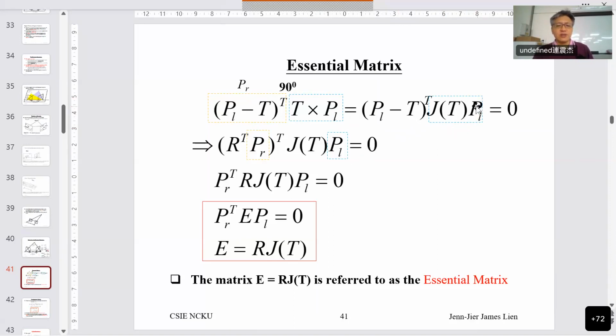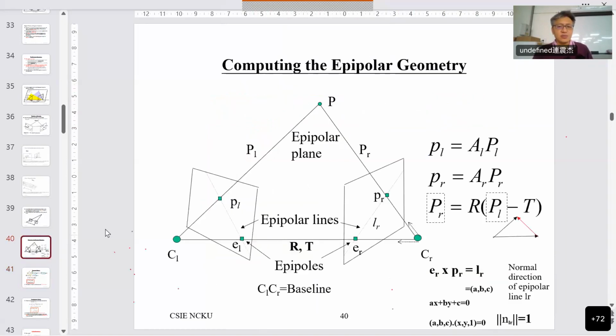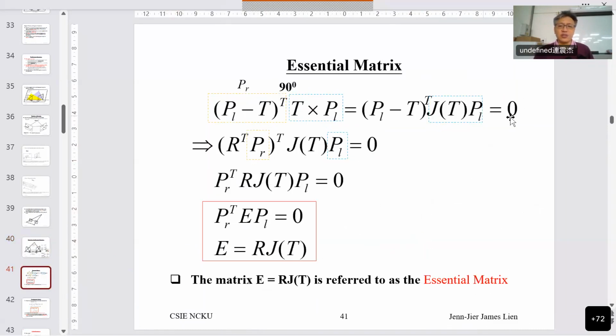And this one with this one, both two, they have a 90 degree, it's orthogonal. So the inner product will become 0. It is the normal direction of this one, actually the same normal direction, also normal direction this one will become 90 degree. So this result will be 0. Okay, so we continue. So finally, we'll find P right times Jacobian T and P left becomes 0.